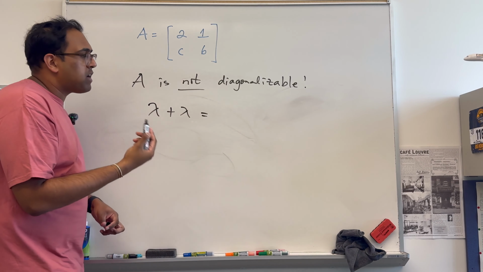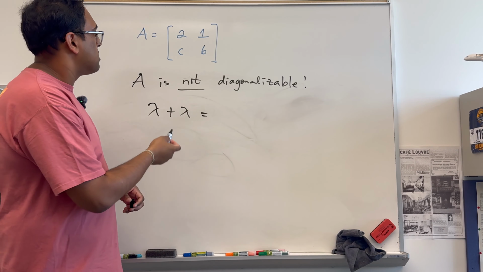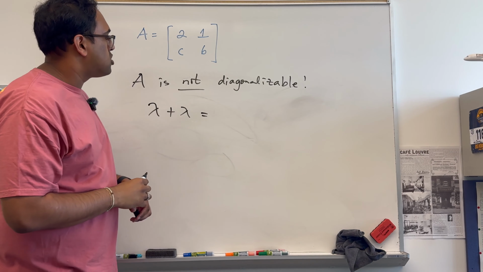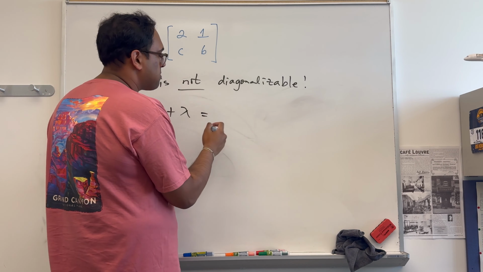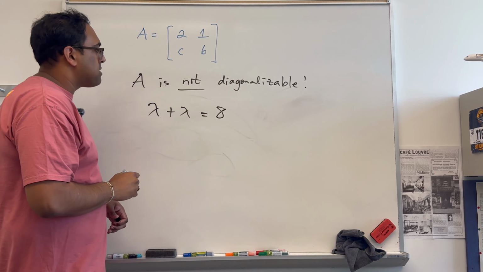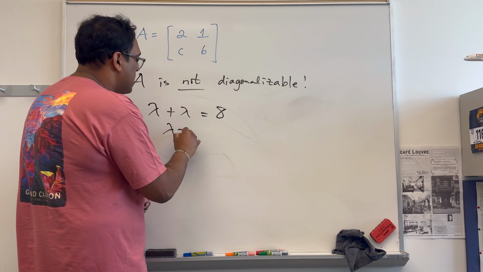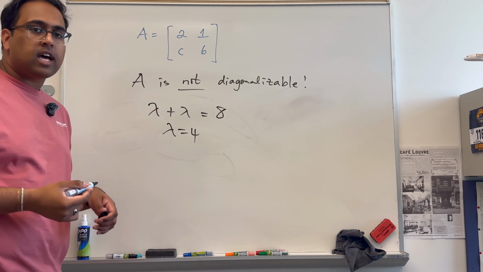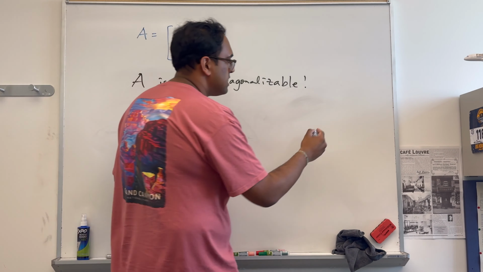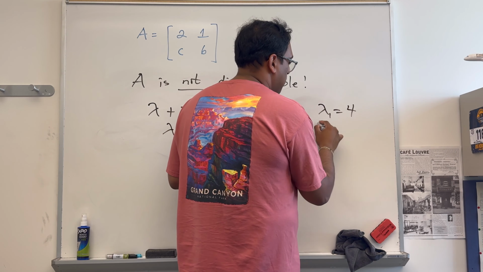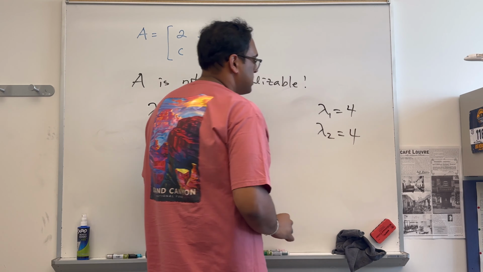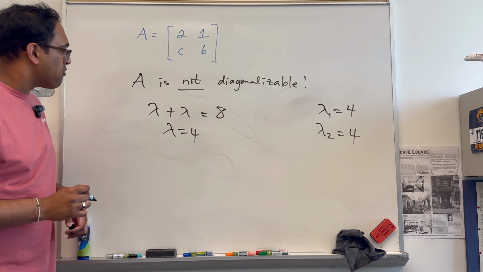They must still satisfy the same properties I mentioned before, in that they must add up to the trace, which is 8, and they must multiply to the determinant. So if lambda plus lambda is 8, well then it's no surprise that lambda is 4. So this matrix has the repeated eigenvalue of 4, and if I were answering this question on the exam, I would fill in both of the lambda boxes with 4.